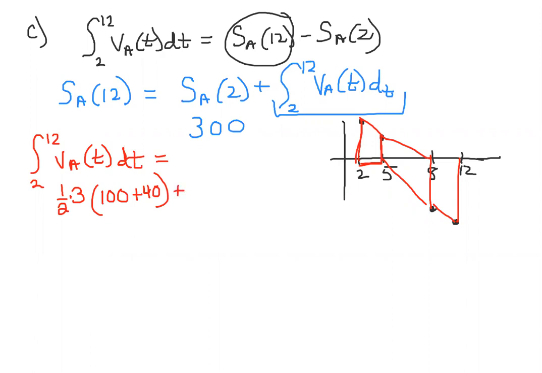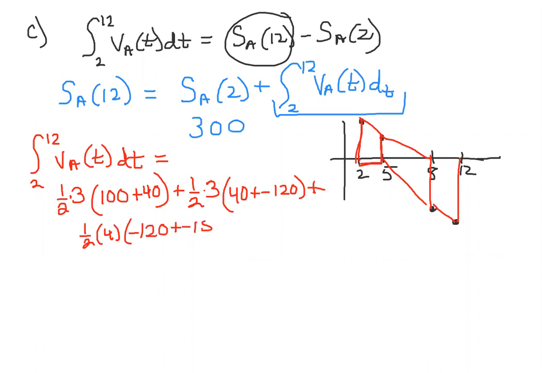Then the next one is going to be 1/2. 8 minus 5 is 3. I surely didn't make that to scale, did I? And the two bases are 40 and negative 120. And then the last one is 1/2. The distance between there is 4. And the two bases are negative 120 and negative 150.